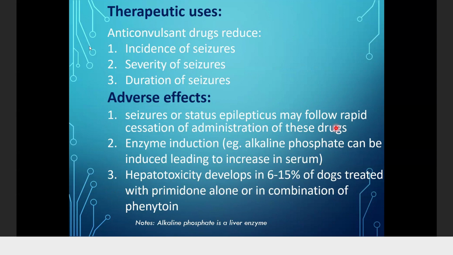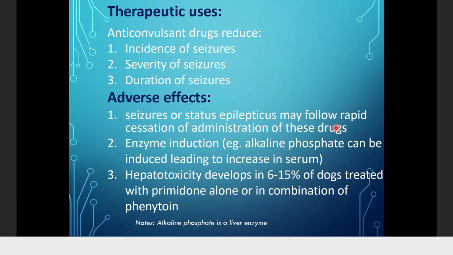Okay, anticonvulsant drugs, number one, they reduce the incidence of seizures, the severity of seizures, the duration of seizures. So you understand, incidence, the happening of the seizure; severity, we can classify seizures into mild, moderate, and severe; and duration, how long it happens.